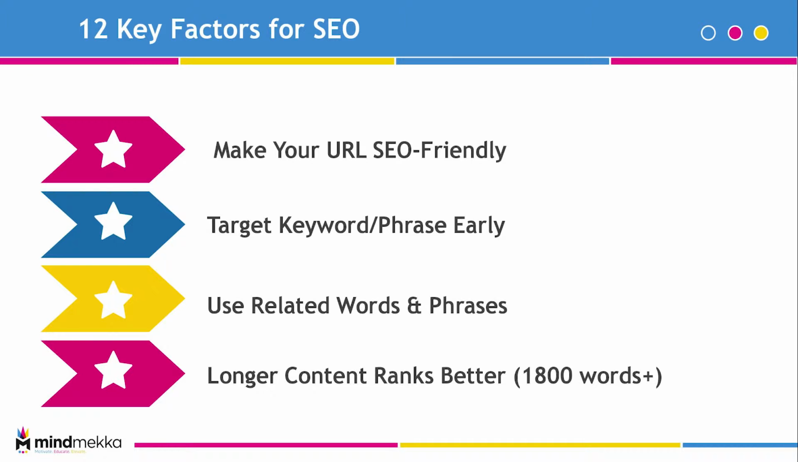Search engines use your URL to find a clue on what your site is about. Remove dates, categories, and any other unnecessary information or symbols from your URL. Add relevant keywords and keep it as short as possible.